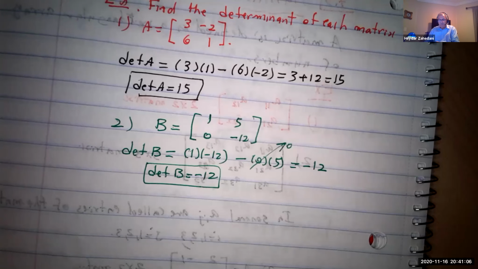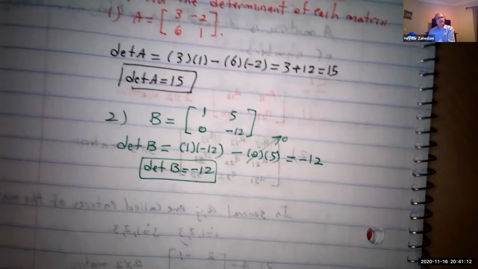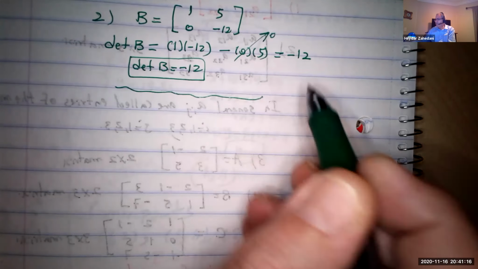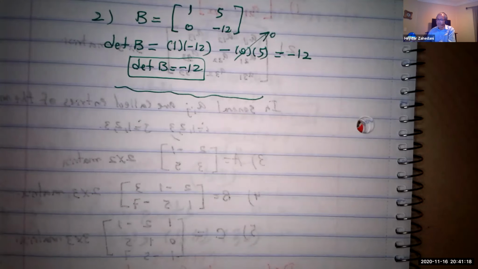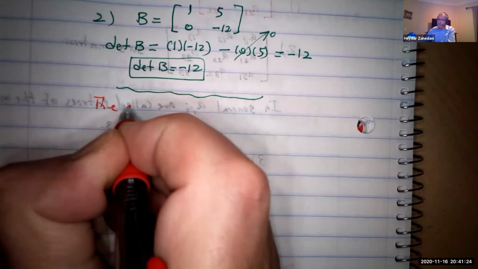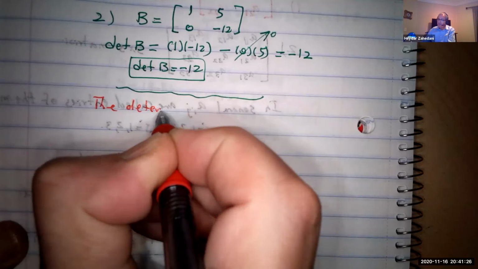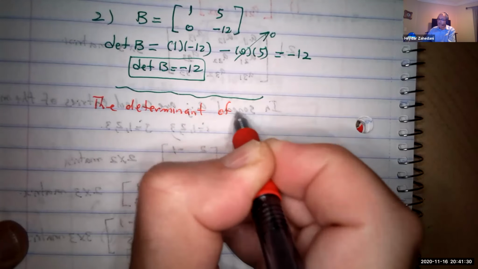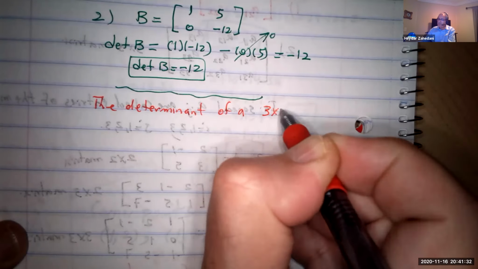So how about 3 by 3? We're going to use this definition to get the determinant of a matrix with higher dimension. We need only 3 by 3. So what is going to be the determinant of a 3 by 3 matrix?